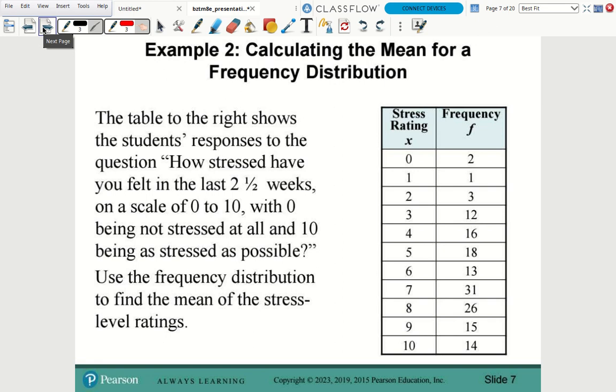Okay. So, this one right here. The table shows the students' responses to the question, how stressed have you felt in the last 2.5 weeks?